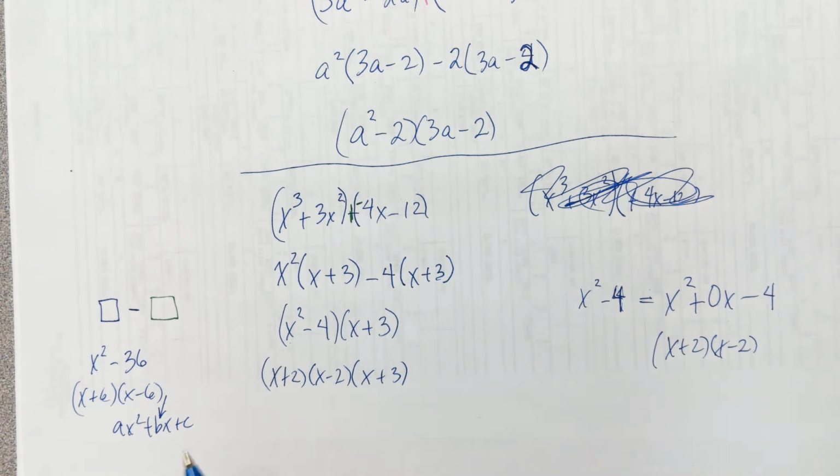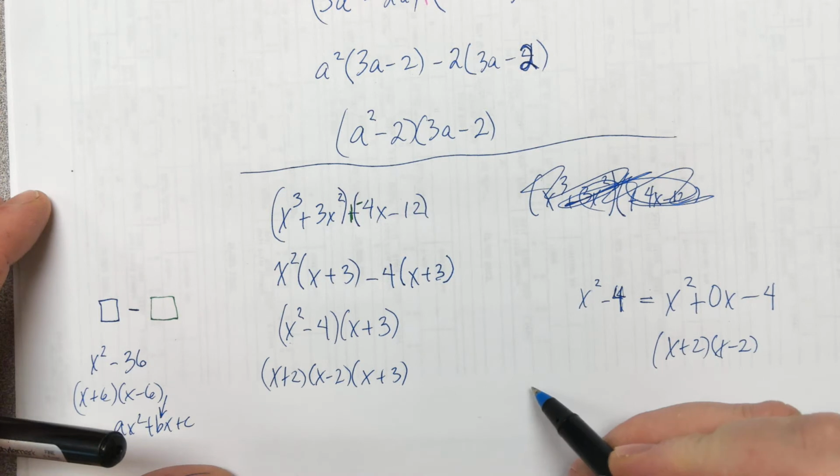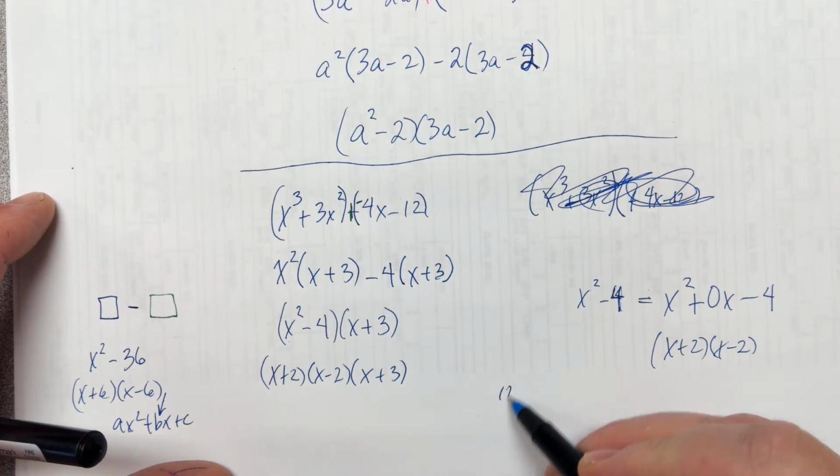So how are we supposed to know? Let's say we have one on the quiz and we don't break it down. How are you supposed to know? That's tricky, right? How would you know?